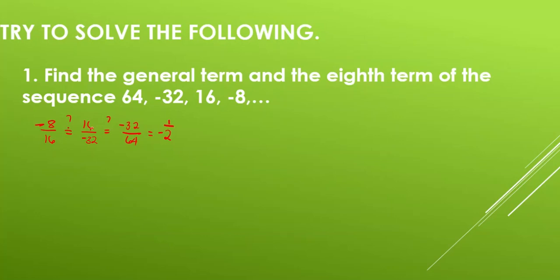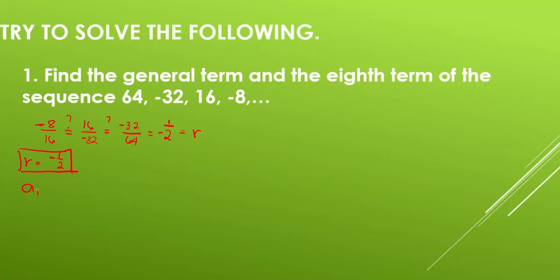Then 16 divided by negative 32 is still negative 1/2. And negative 32 divided by 64 is still negative 1/2. Therefore, you have a common ratio of negative 1/2. So since you have a common ratio of negative 1/2, then you know that this is a geometric sequence.